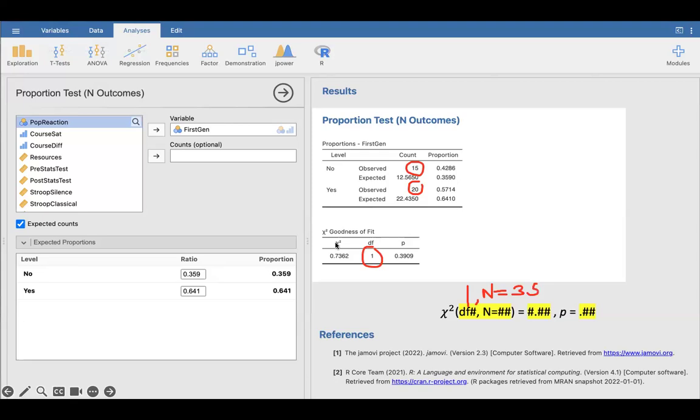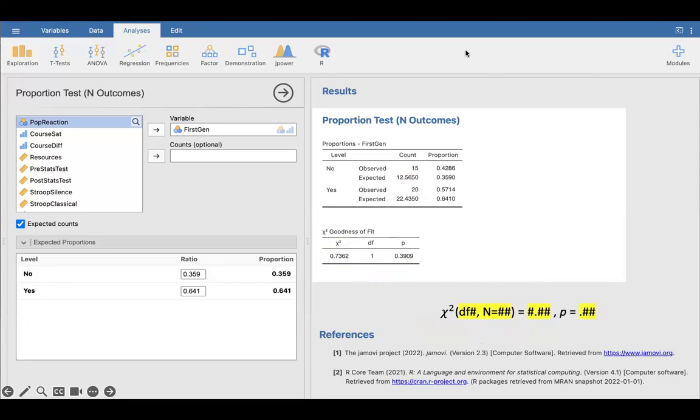And then we're going to get our chi-square, which is what's going to go right there. So we would write out 0.74. And then the p-value is going to be right here. So 0.39. And then how we write that out in paragraph format.